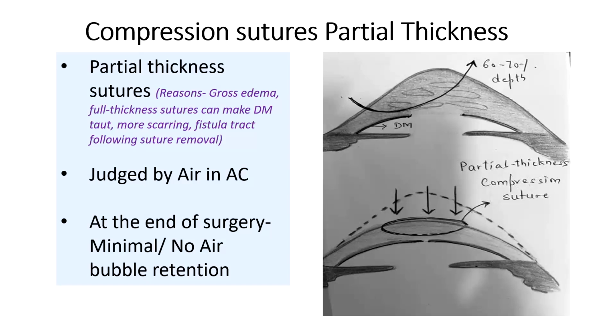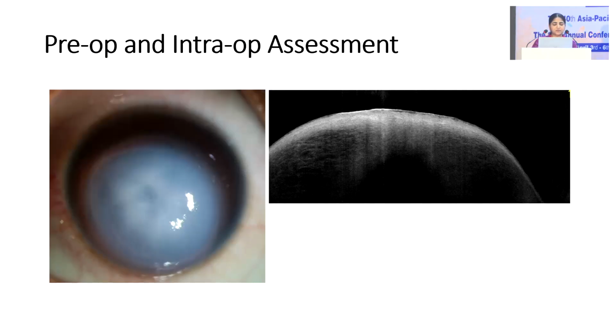So partial thickness works very efficiently, and this is judged by the amount of air in the anterior chamber. At the conclusion of the surgery, very minimal air is retained. It is really not required because you want to avoid using any kind of gases in the anterior chamber. Pre-op assessment is important to look at what kind of tear and where is the location of the tear.